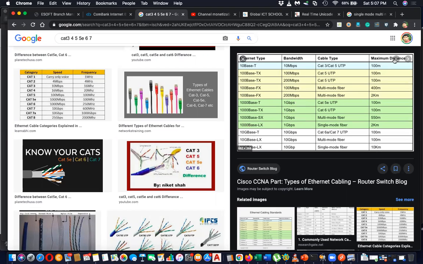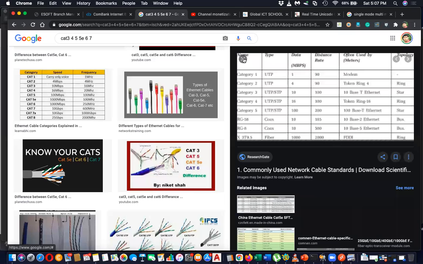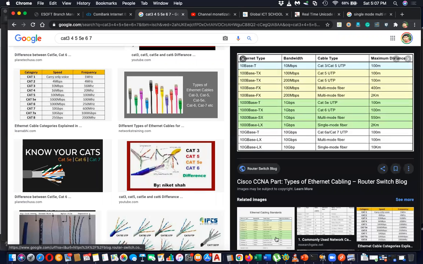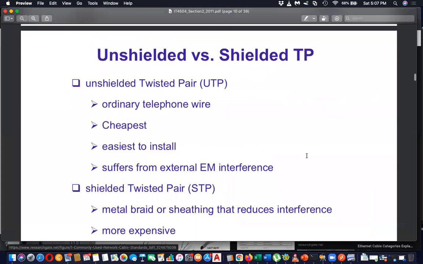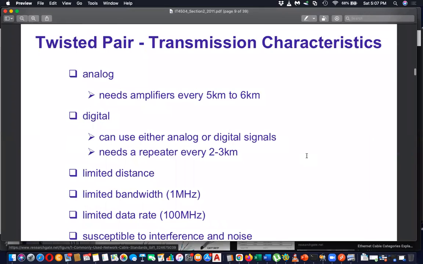So here, maximum distance, we learned in the previous one that it can go up to kilometers. So in the previous one we learned that it can go, in your slides basically here, up to 2 to 3 kilometers. That is the theoretical range. Then twisted pair. But there are two types of twisted pair, shielded and unshielded.